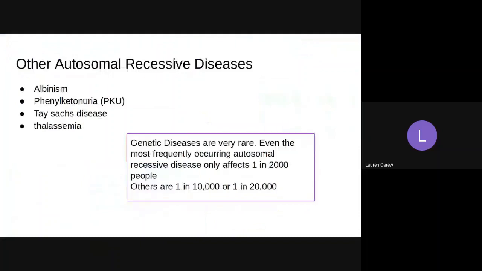These are some other examples of autosomal recessive diseases that you may have heard about. So albinism, that has to do with the lack of pigmentation produced in our skin. All right, phenylketonuria, also known as PKU. Tay-Sachs disease is also another autosomal recessive disease, as well as thalassemia. And so just take a look over here. It says genetic diseases are very rare. So even the most frequent occurring autosomal recessive disease only affects 1 in 2,000 people, but most others are more along the lines of 1 in 10,000 or 1 in 20,000.